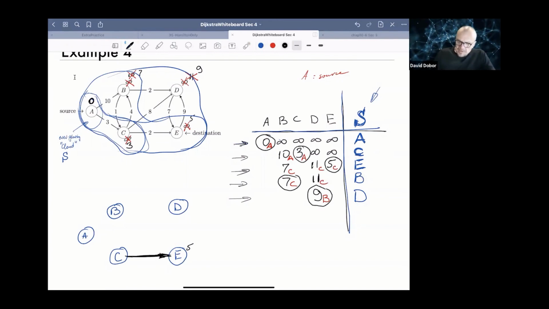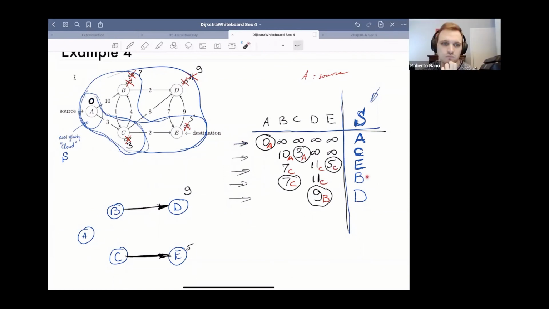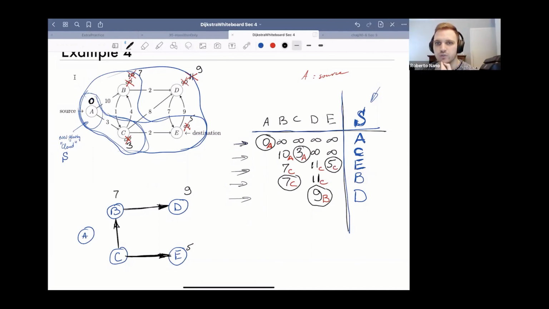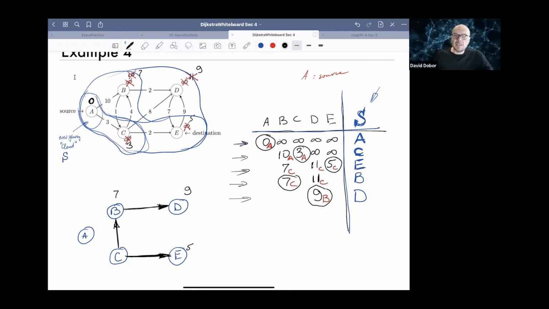Okay, let's look at any other vertex. Well, let's look at D. So D, I got there from B, and the cost there was 9. Well, how did I get to B? B was added almost at the very end, but how did I get to B? From C. So I add this edge. So we basically go back until we get to the source. Yes, we need to reconstruct the whole tree.